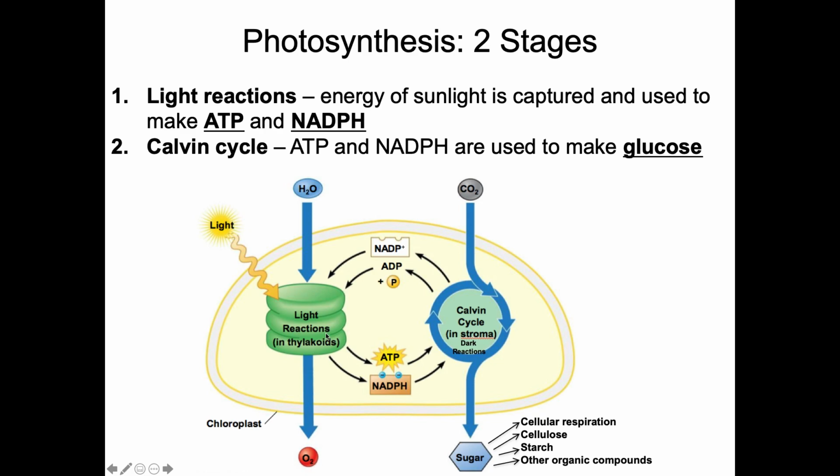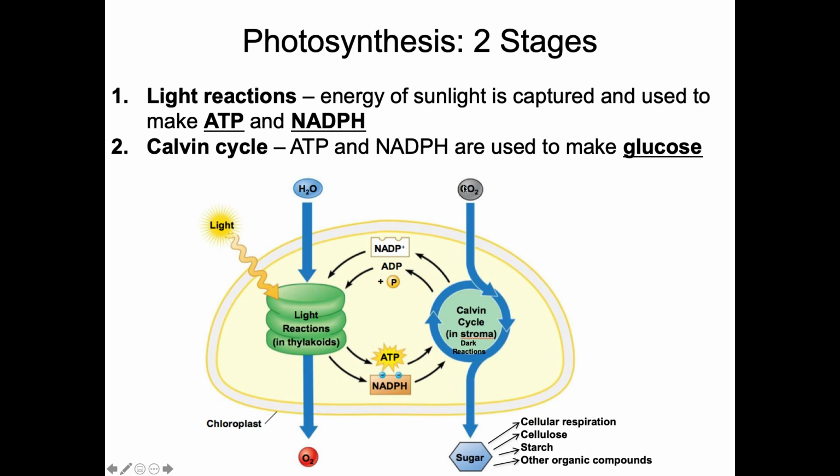But the point of the light reactions is to make ATP and another type of coenzyme called NADPH. Now, each NADPH will carry 2 electrons and 1 proton. And then this ATP, this NADPH, is actually used to power the Calvin cycle. So your ATP and your NADPH that's made from the light reactions are going to go into the Calvin cycle to generate glucose.